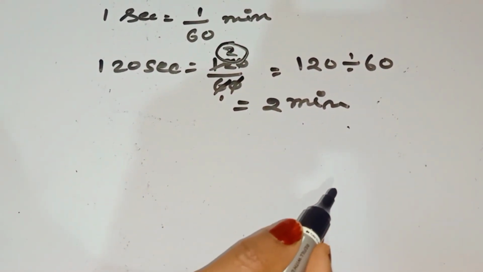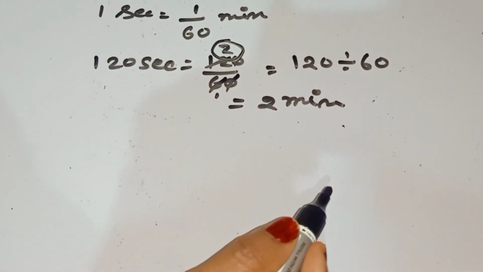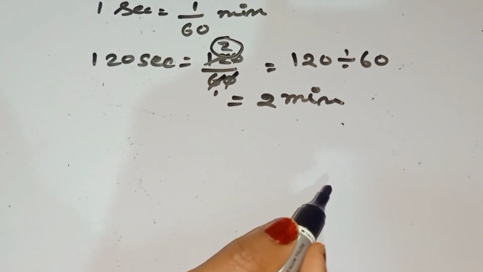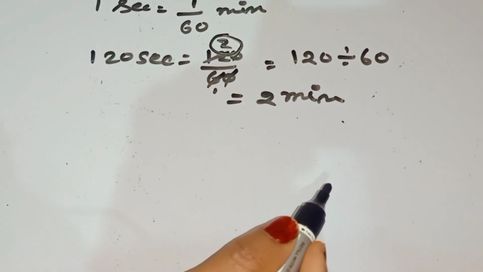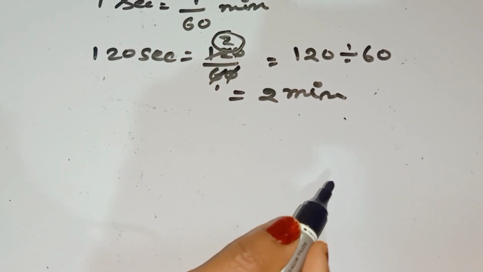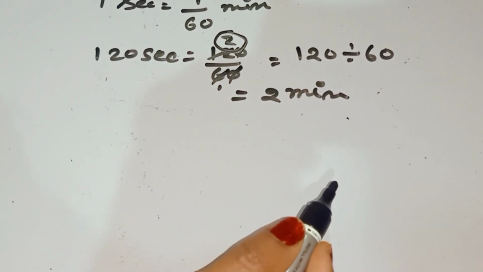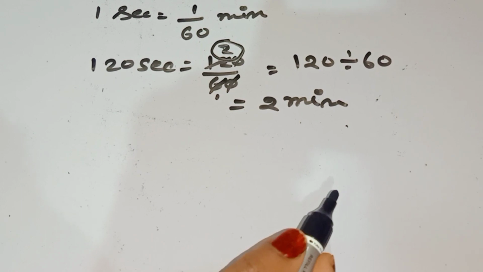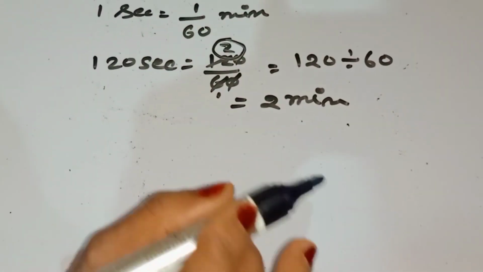So, children, always remember, when we change minutes to seconds, we multiply. Or bigger to smaller, we multiply. And smaller to bigger, then we divide. It is a very simple formula and it is applied everywhere.